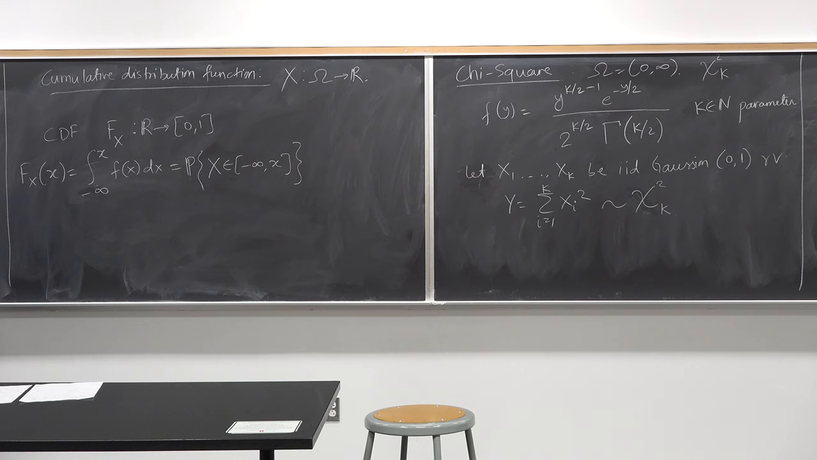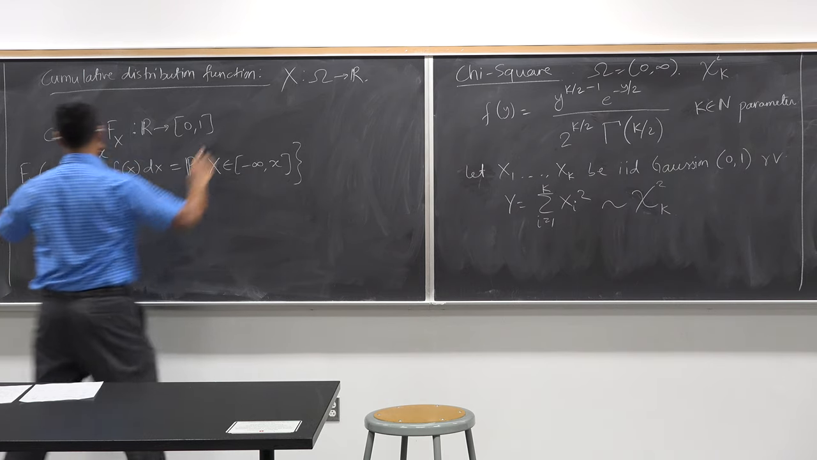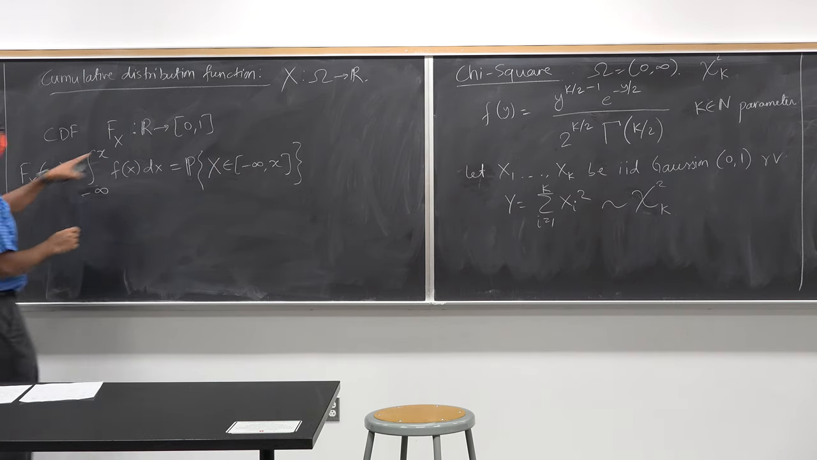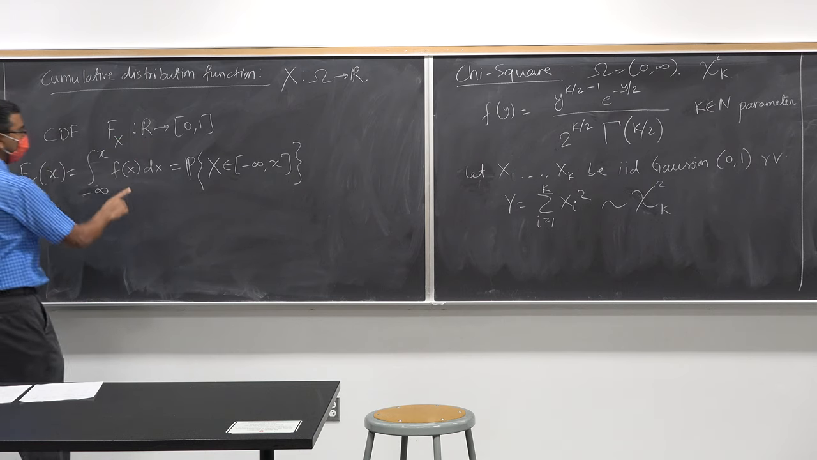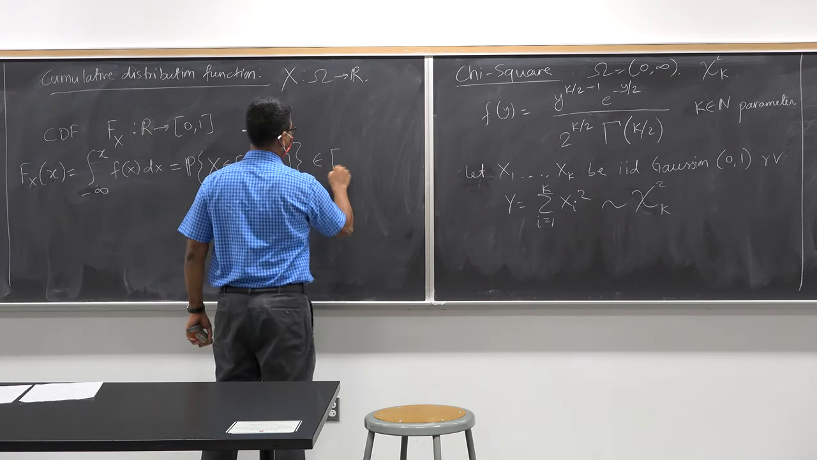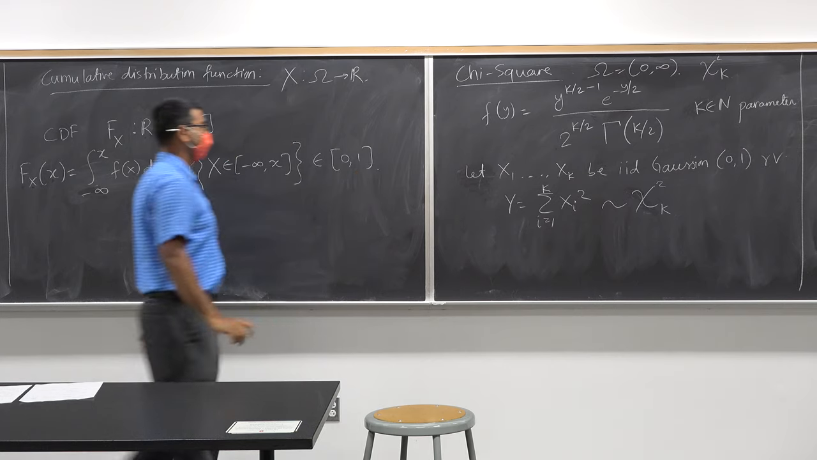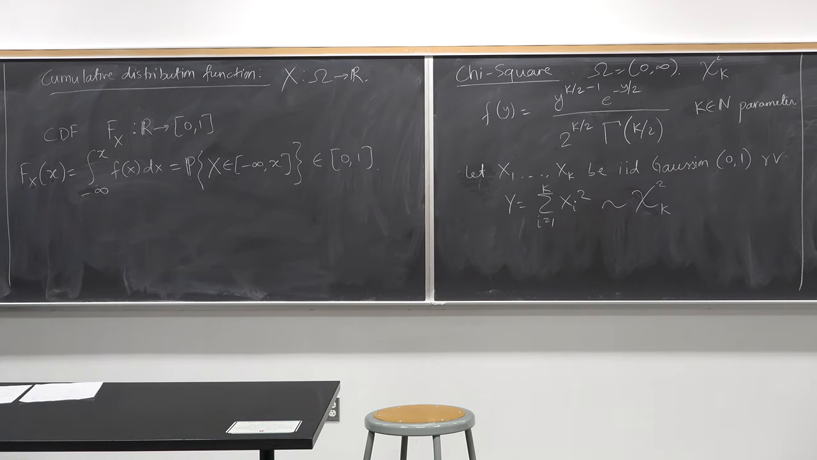Right, I think that's all. So this is the cumulative distribution function, F_X. This capital X stands for the random variable here, and this small x is a real number. The output is going to be between 0 and 1. This is just a definition which we will need once in a while for some applications.